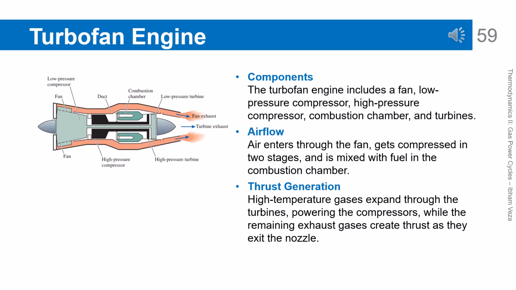Turbofan engine, components, airflow, and thrust generation. A turbofan engine consists of a fan, low-pressure and high-pressure compressors, a combustion chamber, and turbines. Most of the incoming air flows through the bypass and produces thrust directly. The rest goes into the engine core to be burned and expanded through the turbine. This combination results in higher efficiency compared to a turbojet. Therefore, turbofans have become the standard for modern commercial aircraft.